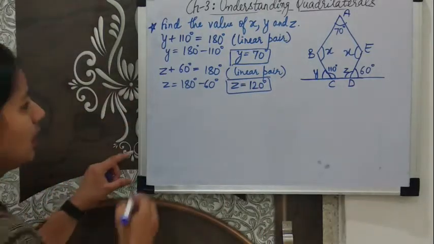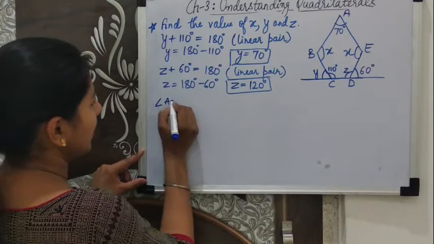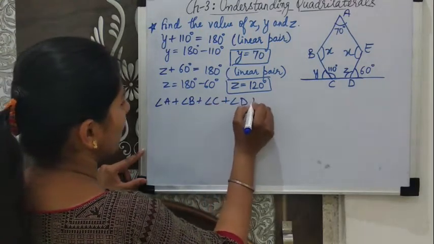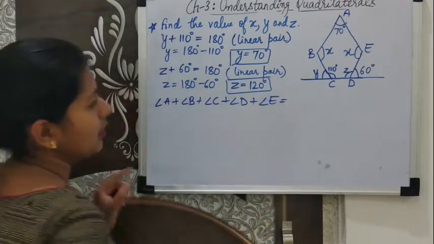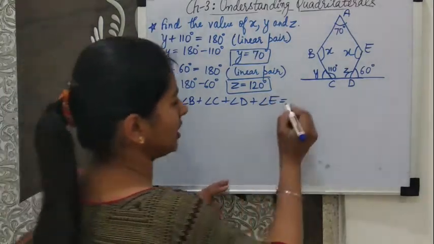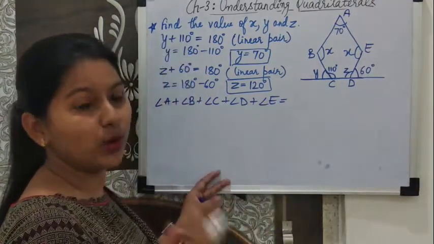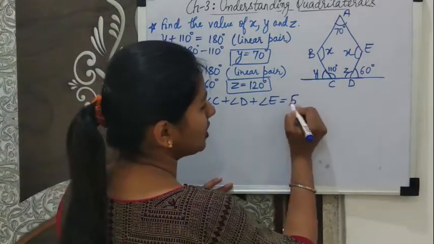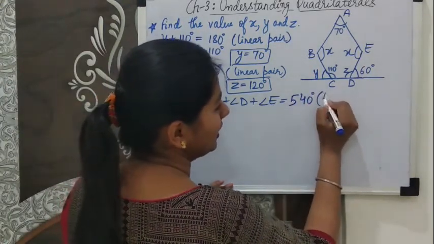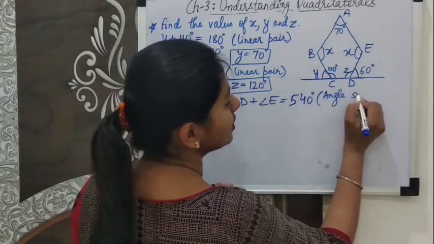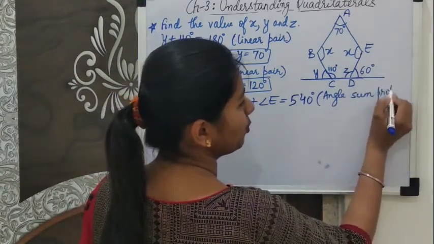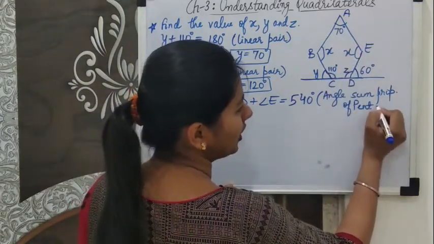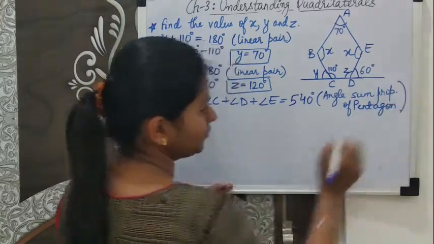Y and z we have found. Now we have to find x. Fine. So what will we write? Angle A plus angle B plus angle C plus angle D plus angle E. Five angles are there. It is a five-sided polygon. So (n minus 2) into 180 degrees. 5 minus 2, that is 3. 3 into 180 degrees. How much am I getting? 540 degrees. The reason is the angle sum property of which polygon is it? Pentagon. Fine. So that we have to write.